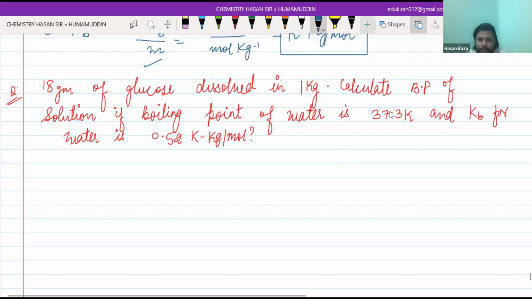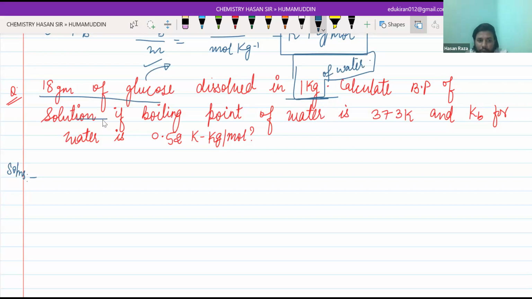Any answer? Yes. I'm going to explain. Just focus here. 18 gram of glucose, a non-volatile solute, dissolved in 1 kg of water. Basically, I forgot to write "of water". So this is your solvent, which is given as 1 kg. Calculate the boiling point of solution. We need to calculate TB. The boiling point of water, that means the pure solvent, is T0B, and it's given as 373 Kelvin. It is also given that Kb is equal to 0.52.